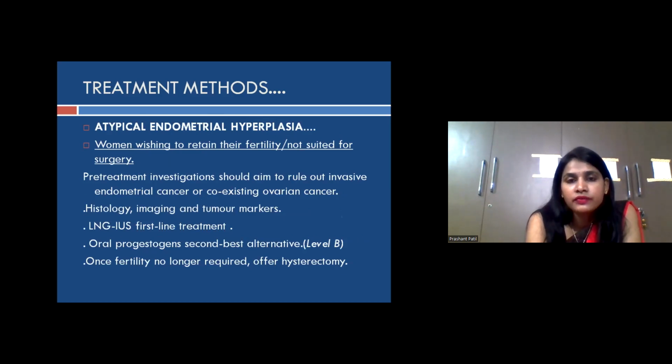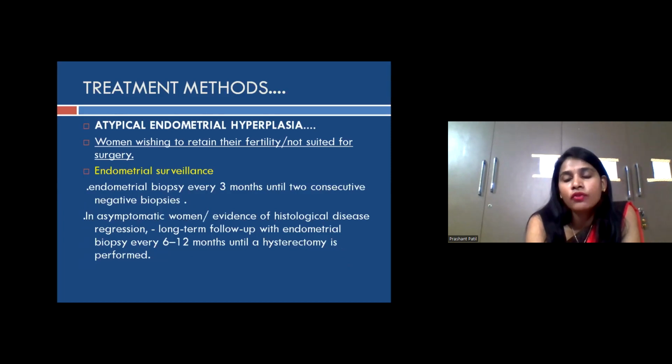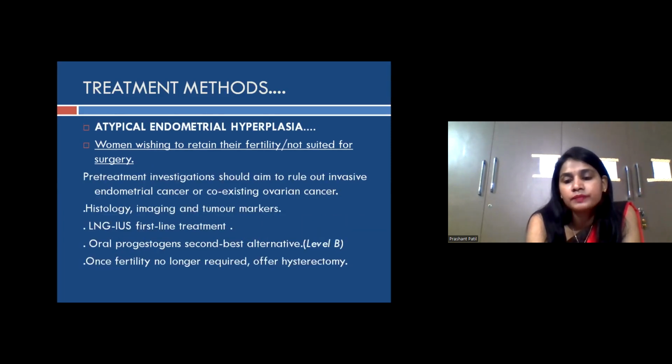In these patients, we have to aim to rule out invasive endometrial carcinoma and coexisting ovarian carcinoma. That is why, like I told you, histology, imaging and tumor markers have to be considered. In these patients, LNG-IUS would be the first line treatment, and oral progesterones are the second line. Once fertility is no longer required, we have to immediately offer her hysterectomy.